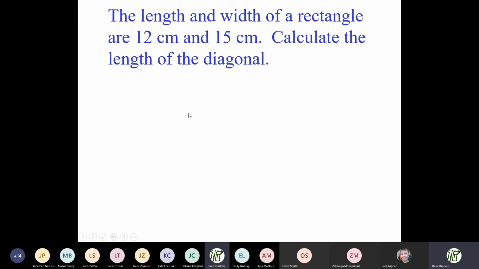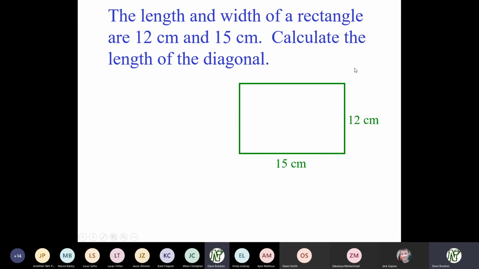All right, next slide. The length and width of a rectangle are 12 and 15. Calculate the length of the diagonal. Okay, well, you have this rectangle sitting in your screen on your handout. Let's label the sides like they told us, 12 and 15. So the longer one, the bottom one is 15, the side is 12.